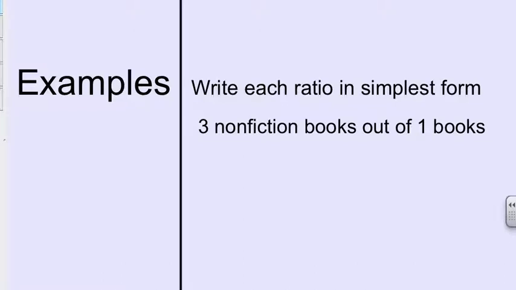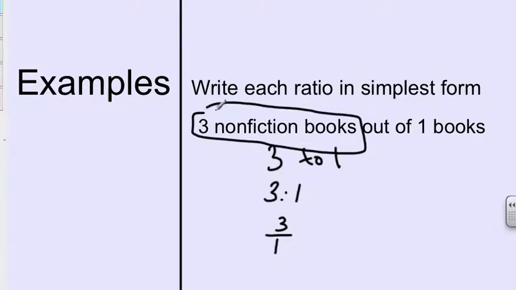So how would I write that? I would simply write it as 3 to 1. That would be the first form. Another form would be to use the colon, 3 to 1. And the final way would be as a fraction, 3 over 1. Notice that the 3 always comes first, as it did in the number sentence, and that the 1 came at the end, just as it did in the number sentence.